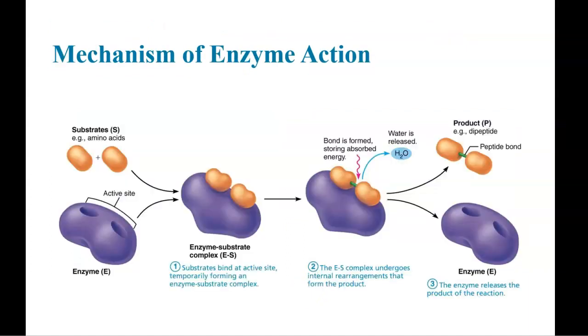And here you can see those steps in the enzyme action. So you have the enzyme with the active site. It'll bind to substrates. It forms the enzyme substrate complex. Then this is where the bond is formed, and you have the storing of absorbed energy. And then eventually, once the reaction takes place, the product is separated from the enzyme, and then the enzyme is able to bind to another substrate.